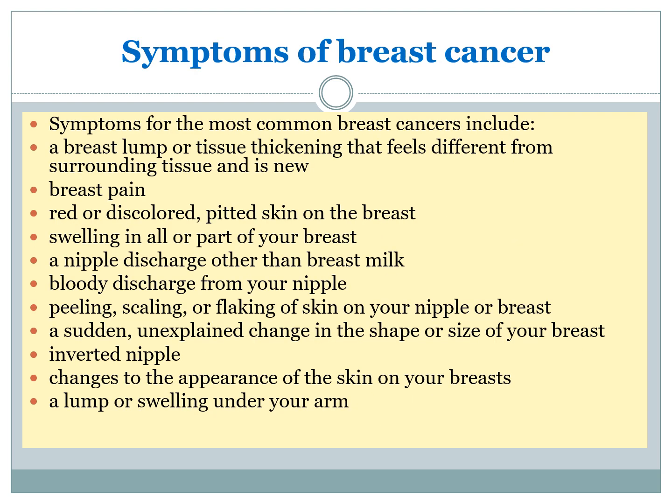Then symptoms of breast cancer. A breast lump or tissue thickening that feels different from surrounding tissue and is new. Then breast pain, red or discolored pitted skin on the breast, swelling in all or part of your breast, a nipple discharge other than breast milk, bloody discharge from your nipple, peeling, scaling or flaking of skin on your nipple or breast, a sudden unexplained change in the shape or size of your breast, then inverted nipple, changes to the appearance of the skin on your breast, and a lump or swelling under your arm.